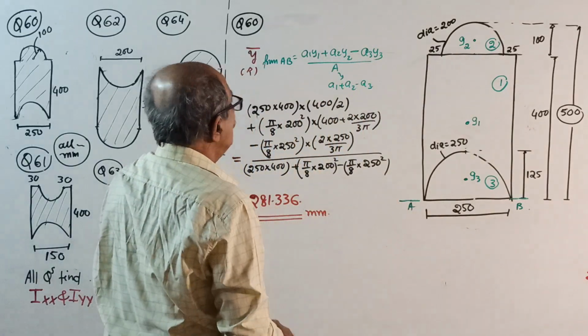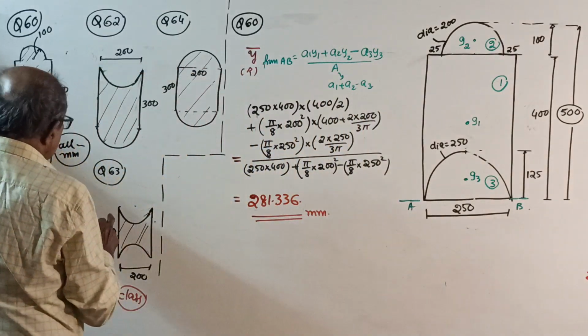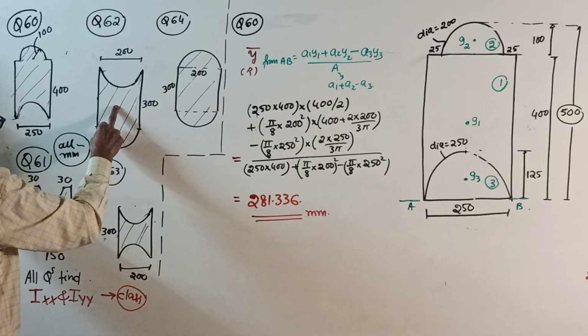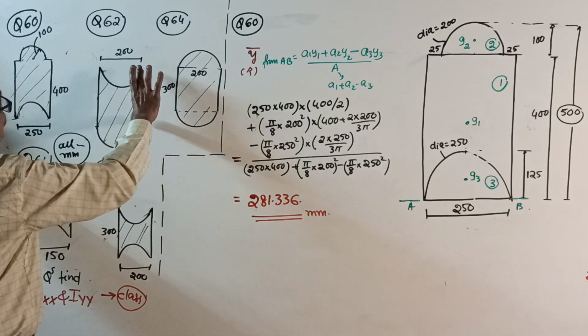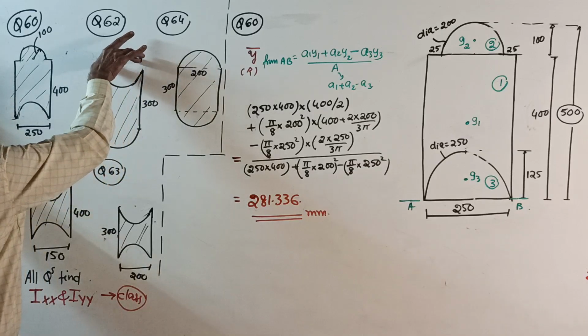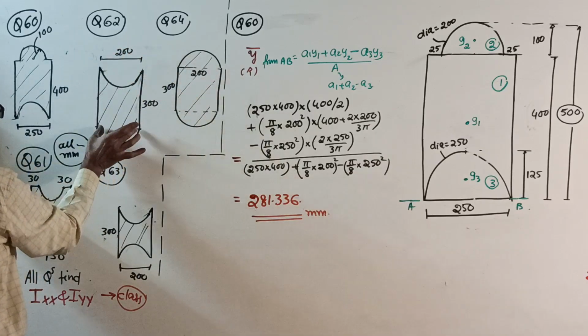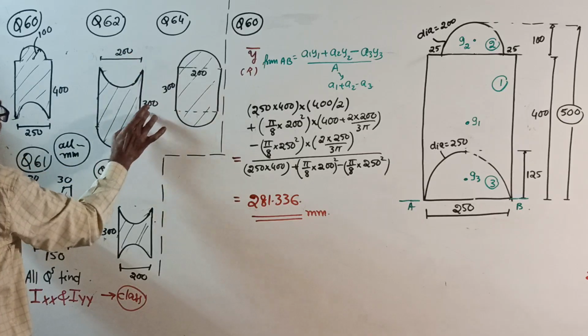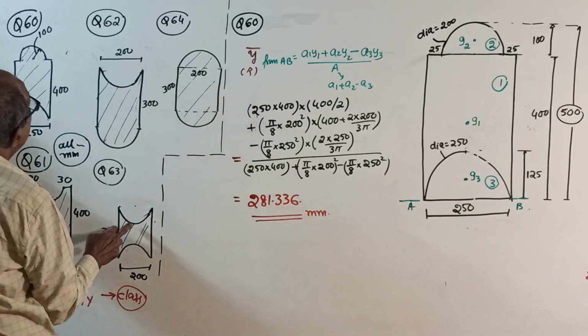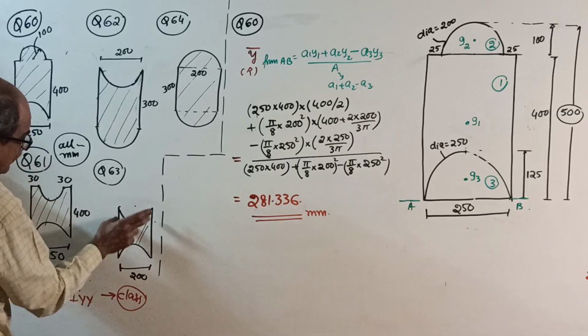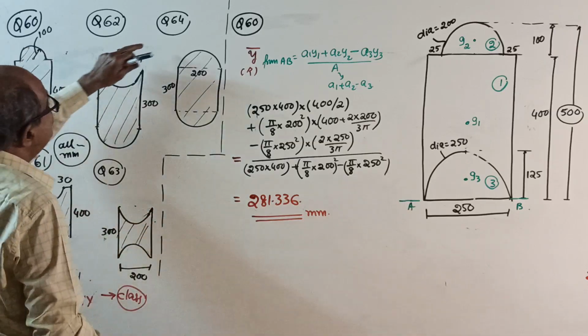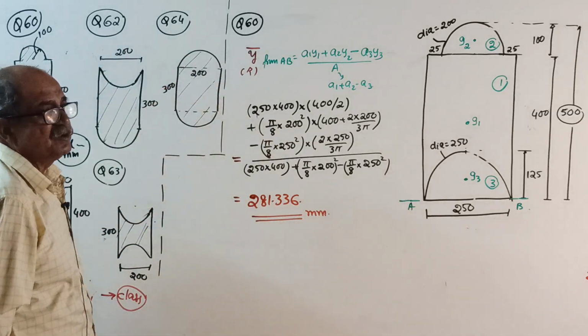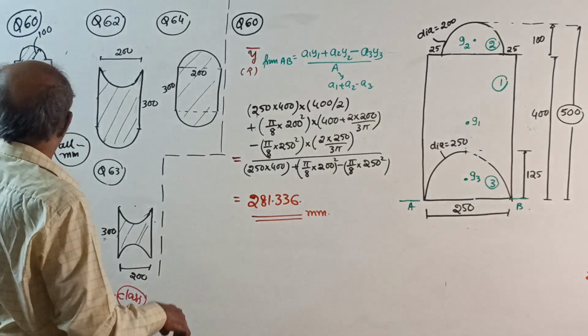Make a note. Then, next question, 62. This is 300. This is 250 given. So this diameter is known. This diameter is same as that diameter. Okay, clear. 63. Oh, diameter given directly, no offset. 64, again diameter given. Okay, now, observe one thing.